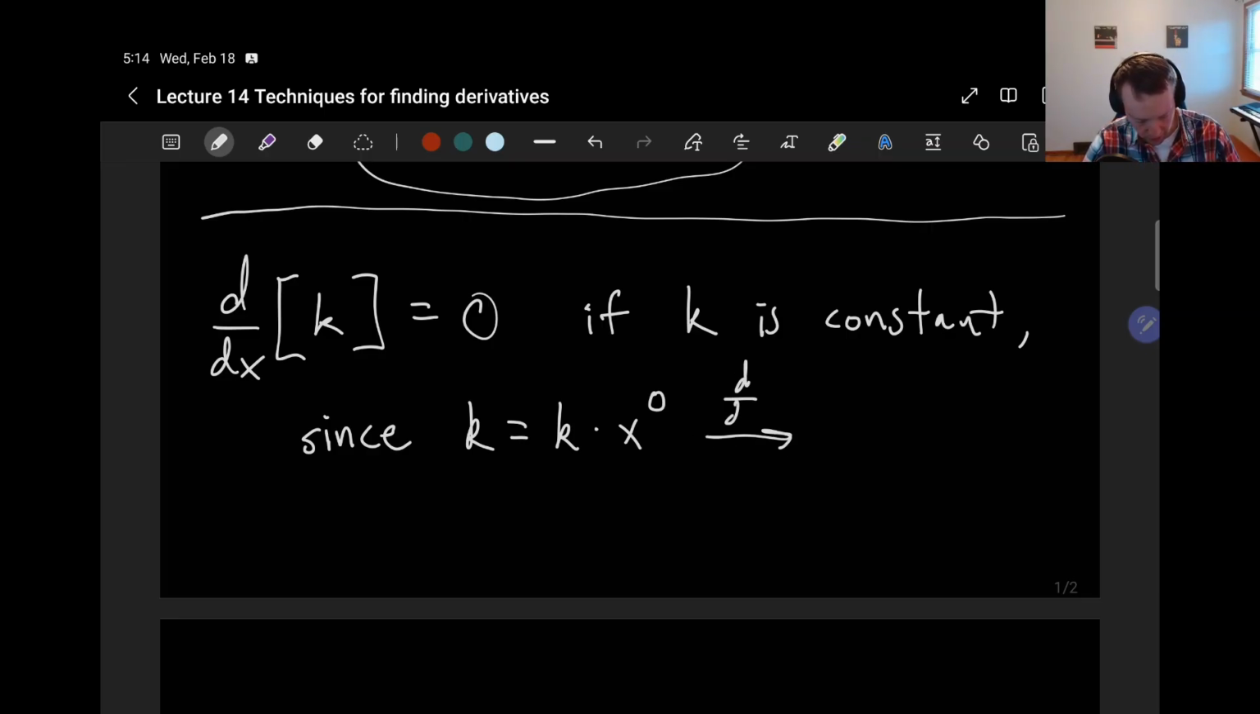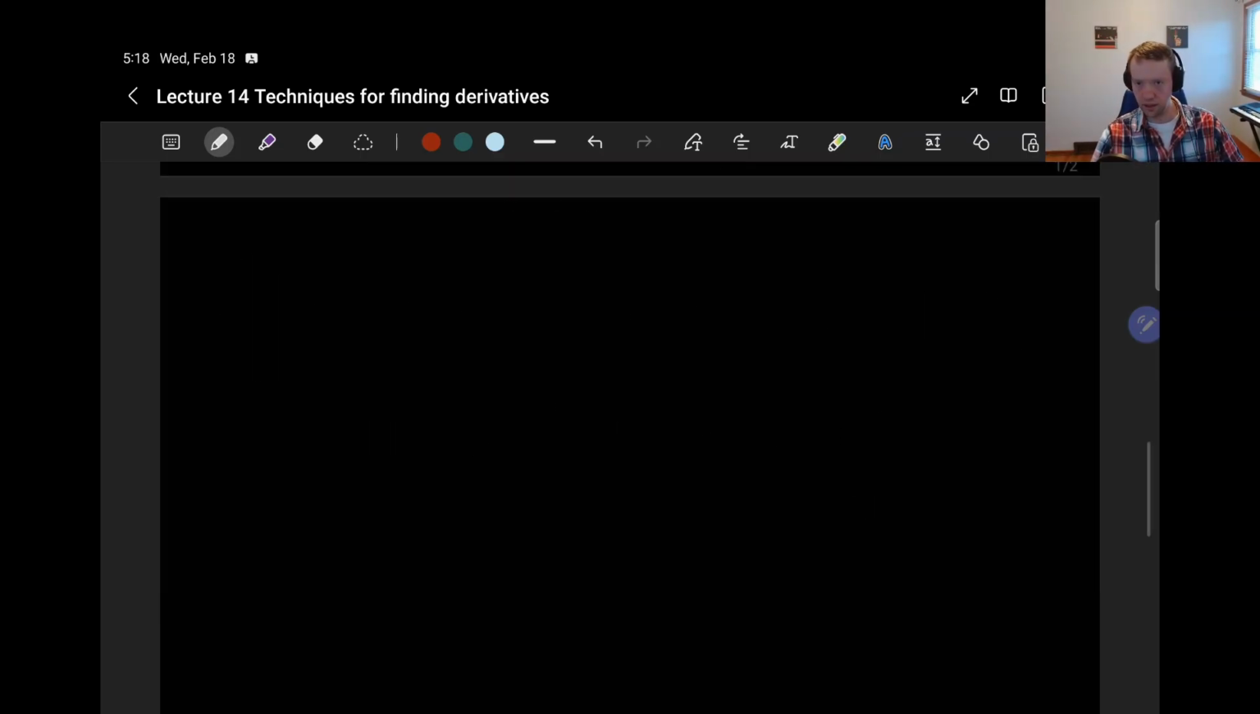And then if you apply power rule to this, so I'm taking the derivative with respect to x, we're multiplying by 0. Okay, technically 0 minus 1. But it doesn't matter too much because we're multiplying the whole thing by 0. So the derivative is 0. Let's take a quick derivative involving a constant.